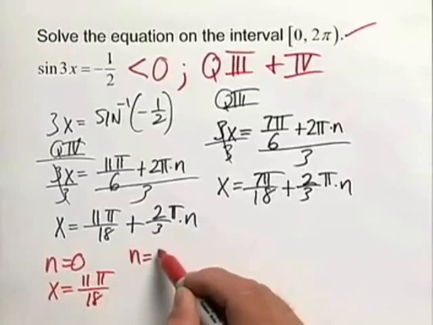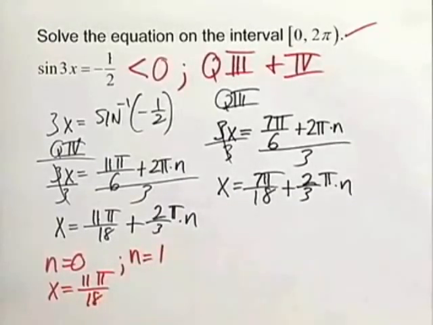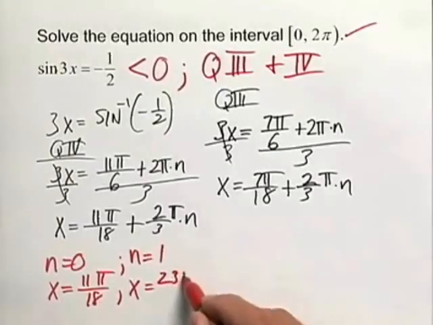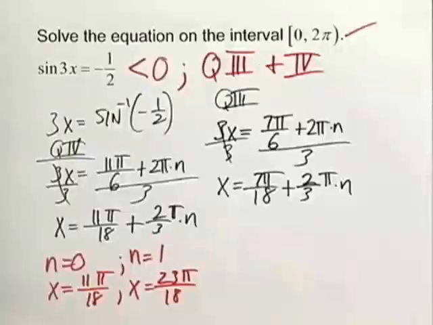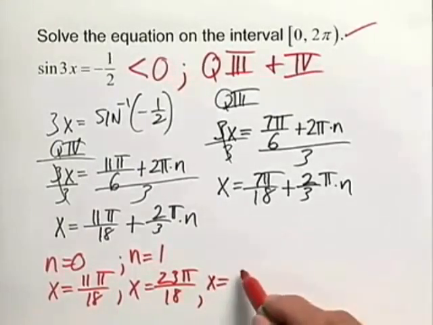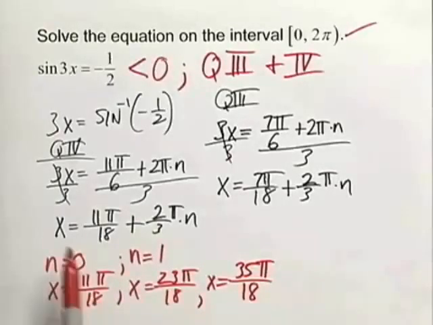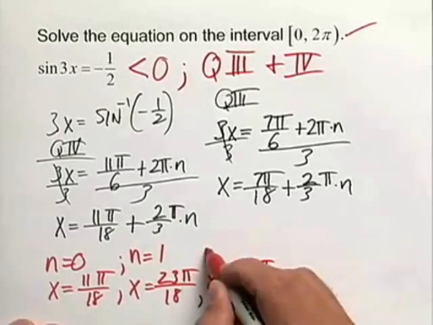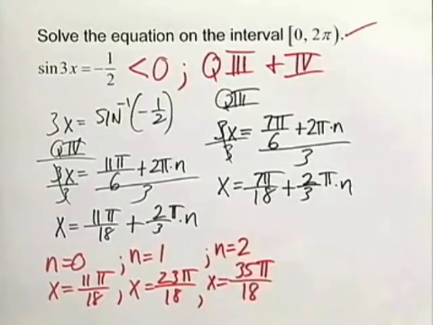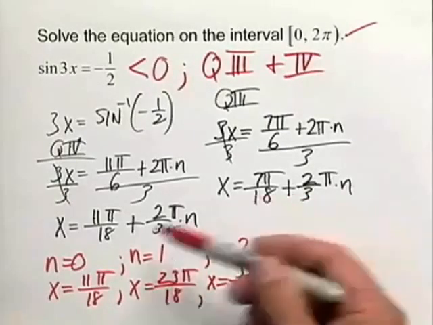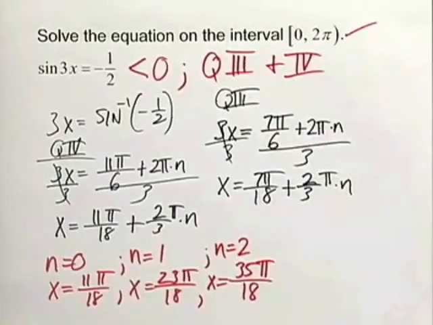When n is equal to 1, adding those together, we end up with another solution of x is equal to 23 pi/18. And finally, if we add n equals 2 there, we're going to end up with x being equal to 35 pi/18. And those are the three solutions from our first answer, x equals 11 pi/18 plus 2/3 pi n. Now, part of the reason that we don't go any further than this is if we plug in n equals 3, that will move our solution outside of our interval.